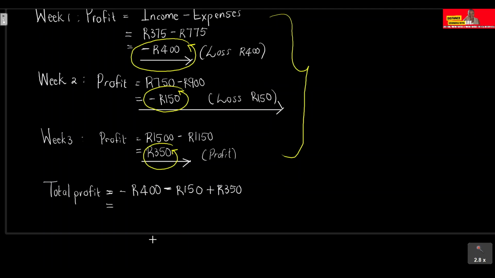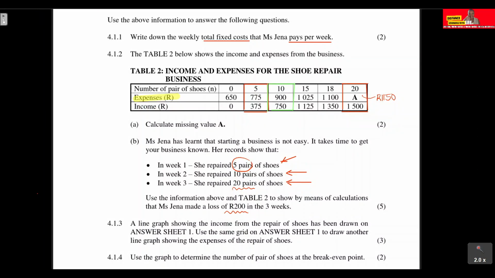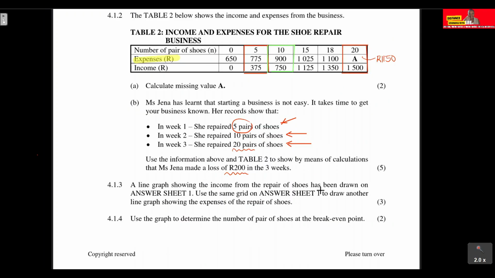If we obtain a negative value, that tells us that she obtained a loss. If we get a positive value, that tells us that she got a profit. So if you type negative 400 minus 150 plus 350, you'll get negative 200. Proving that, you can just say Jenna made a loss of 200 rand. So that is basically how you can go about proving that Miss Jenna made a loss of 200 in the 3 weeks. Let us have a look at the next question.